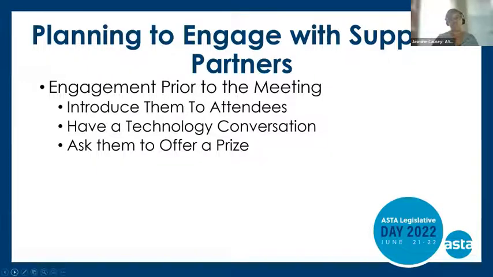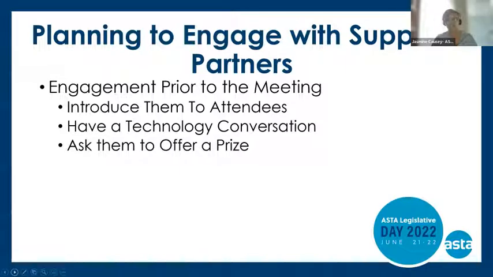If your supplier partner is going to be giving out some sort of prize or different things like that, you can also allude to that in your pre-email to your members. You want to make sure that you have a technology conversation with your supplier partners. And what I mean by that is you want to make sure that they are familiar with the technology you plan on using. So for example, if you plan on using Zoom, whose Zoom are you using? Sometimes supplier partners have their own platform that they like to use to present to your members, especially if you're meeting virtually.